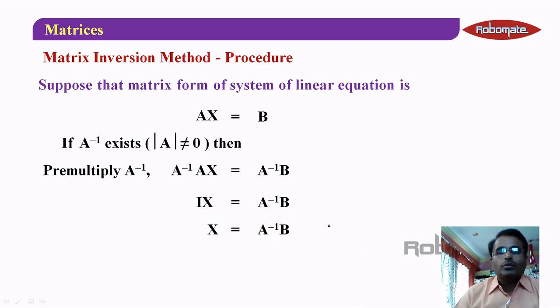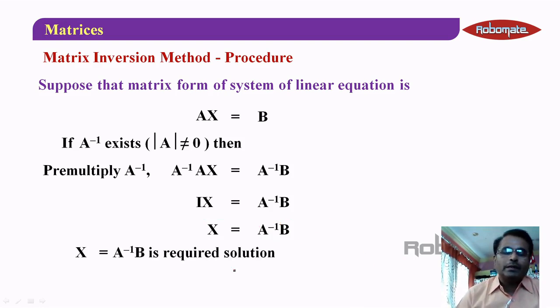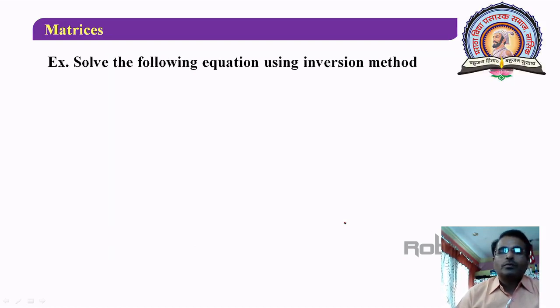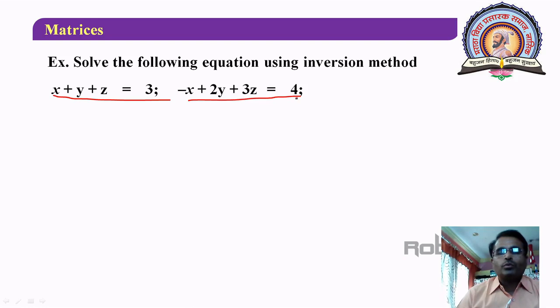So it is clear that X is equal to A inverse into B is your required solution. Let us make it clear with an example. Suppose the question is: solve the following equations using the inversion method, and suppose you are given the first equation as x plus y plus z is equal to 3, minus x plus 2y plus 3z is equal to 4, then 2x minus 5y plus 3z is equal to 0.